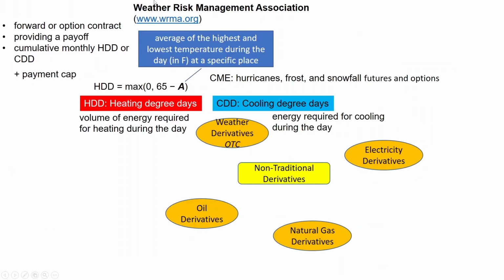So we can have data from this website, which is used by the industry, and practically they have two main indicators. One is heating degree days, where they take the average of the highest and lowest temperatures during a day in Fahrenheit at a specific place. Why in Fahrenheit? Why?